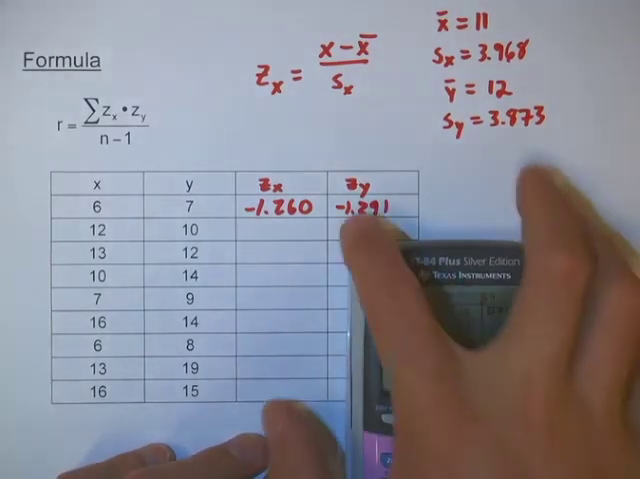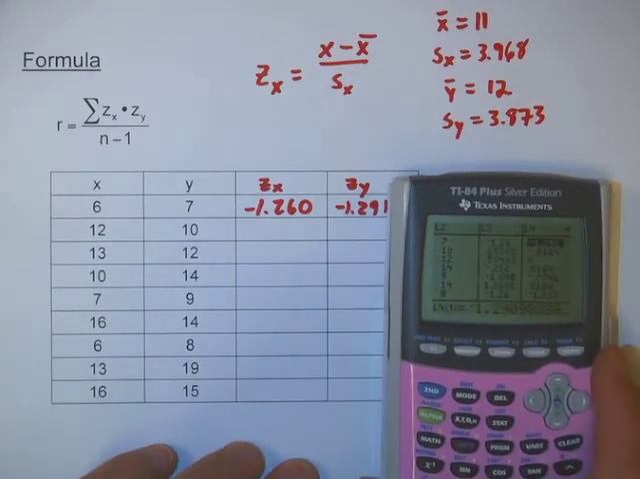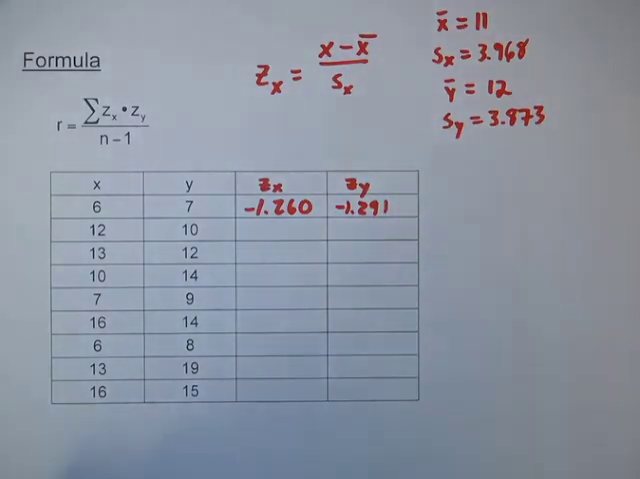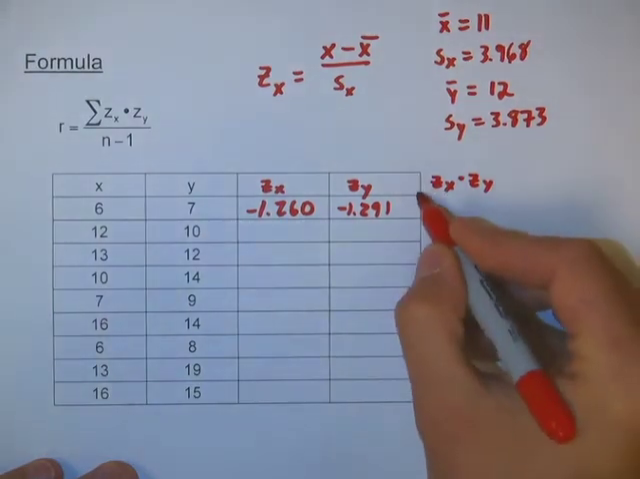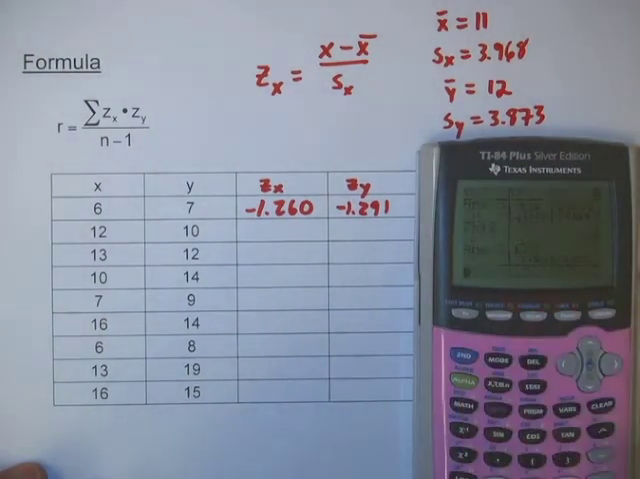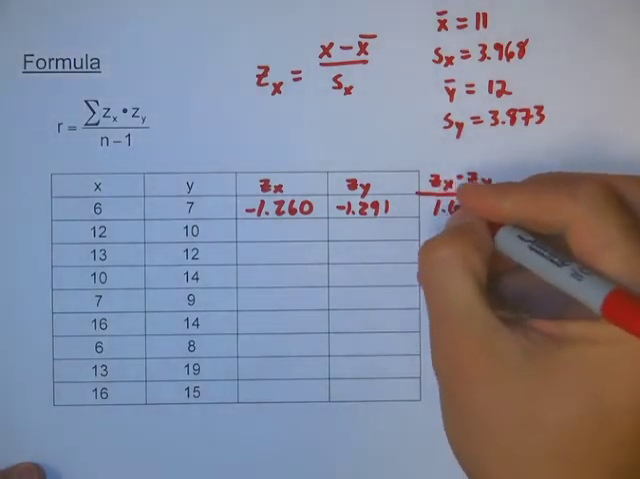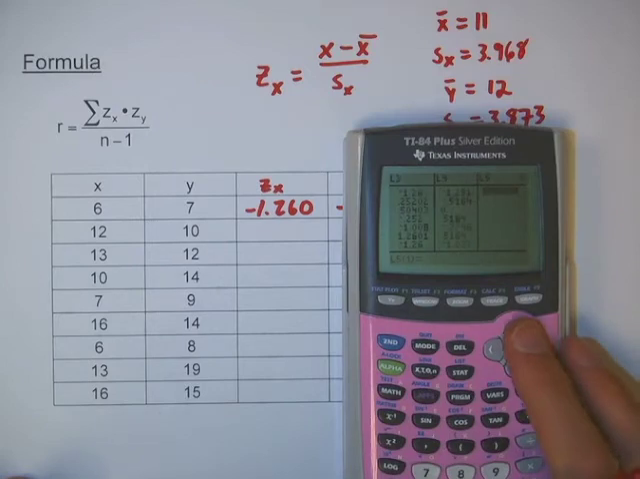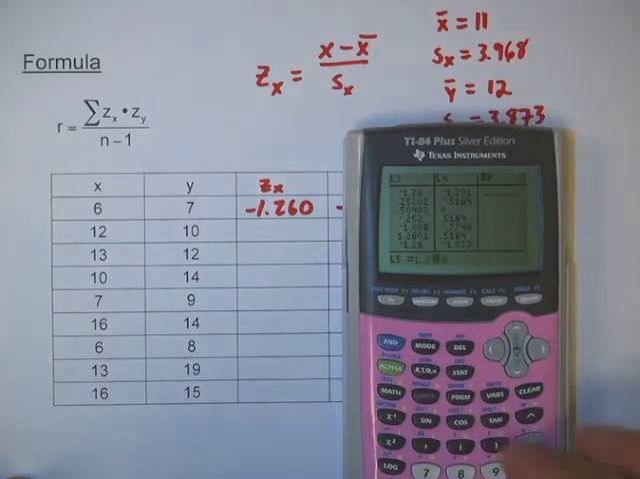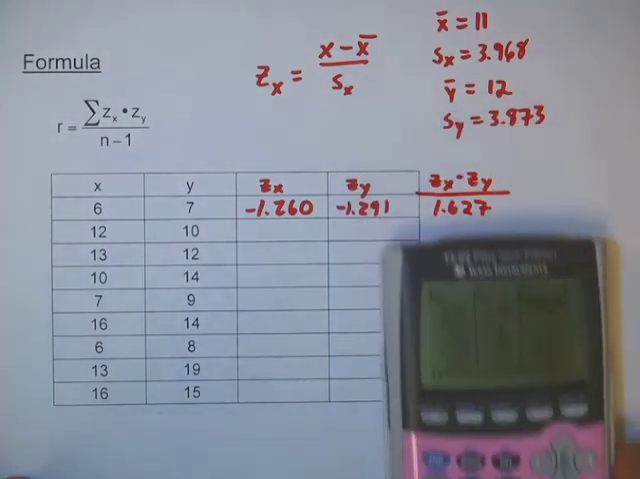Now my next step is to find the product of these z-scores. I'll make a new column which is the product of zx and zy. If I did the first one by hand, I'd get negative 1.260 times negative 1.291, and that gives me about 1.627. To get all of these numbers using the calculator, I'm going to go into my fifth list and take my third list times my fourth list. That's the product of my z-scores. Hit enter, and we can see that number is pretty close to the one we calculated by hand. These give me all of the products now.